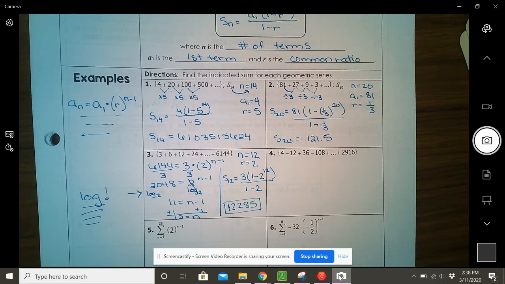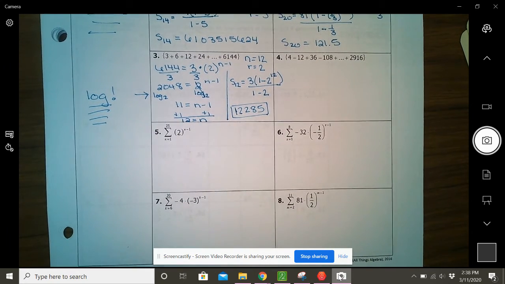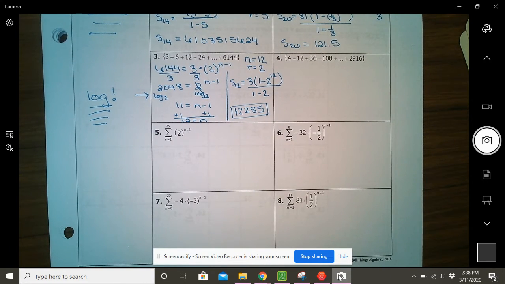Okay, let's keep going down the page here. Let's start talking about this summation notation. We like this summation notation. It works really well for arithmetic and geometric series, and if you're really confident in your skills on Desmos, it's a breeze. I do want to show you how to use the formula, so let's look at that.